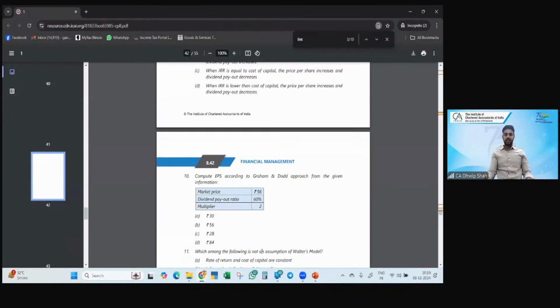Any questions on Graham and Dodd? Graham and Dodd is this much only. We don't have any. No, beta is the risk component. Beta denotes the risk component. This M multiplier, just as we have P multiple. What was P multiple? It denotes the willingness of the investor to pay how many times. That is P multiple. So here also it is willingness to pay how many times. That is the multiplier.